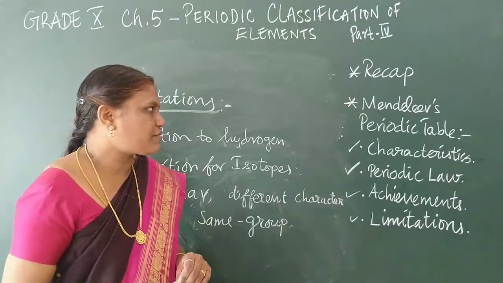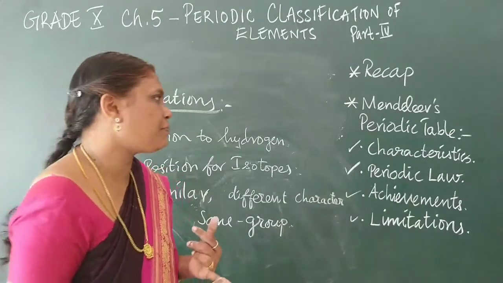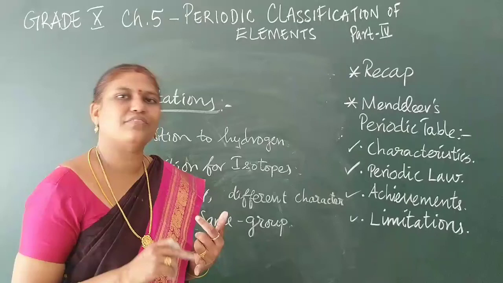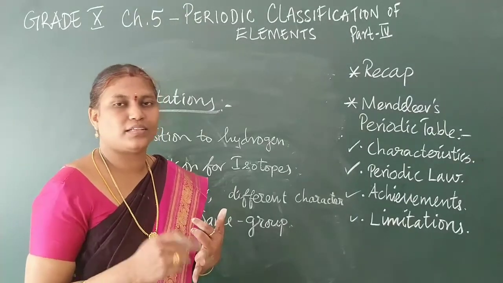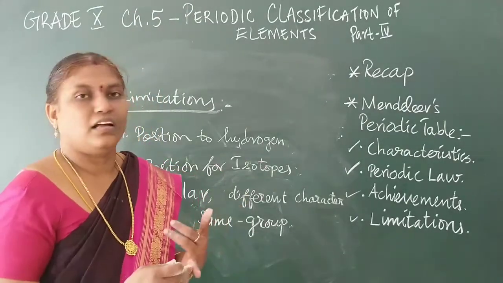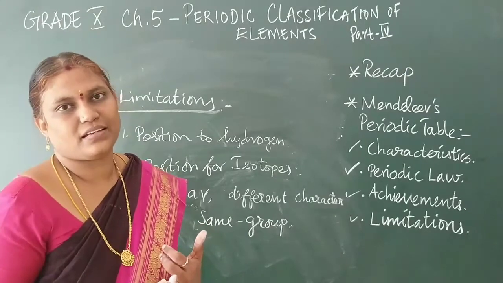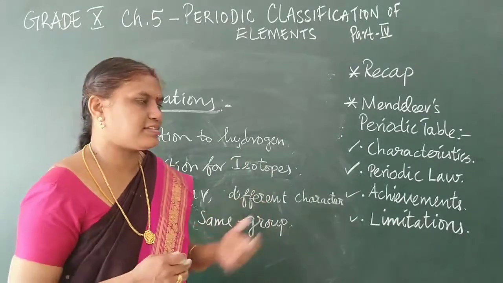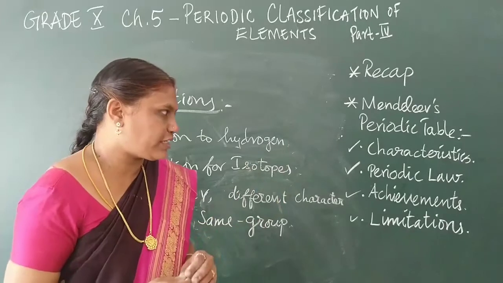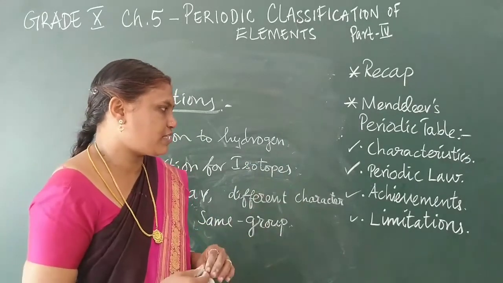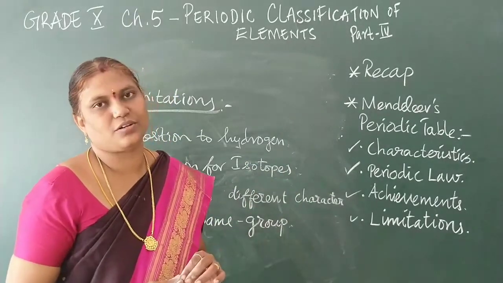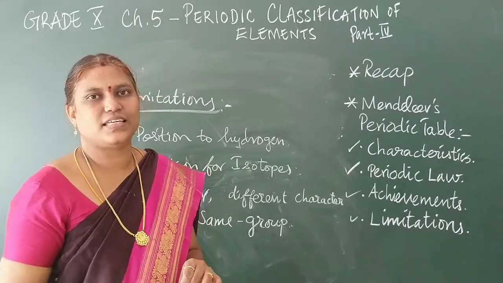What are the things we have seen? Mendeleev's basic criteria. What is that? Increasing order of atomic mass, as well as elements with the same characters being grouped. Then we have seen the characteristics, the periodic law, and then achievements and limitations. You learn this. We will see in the next class.